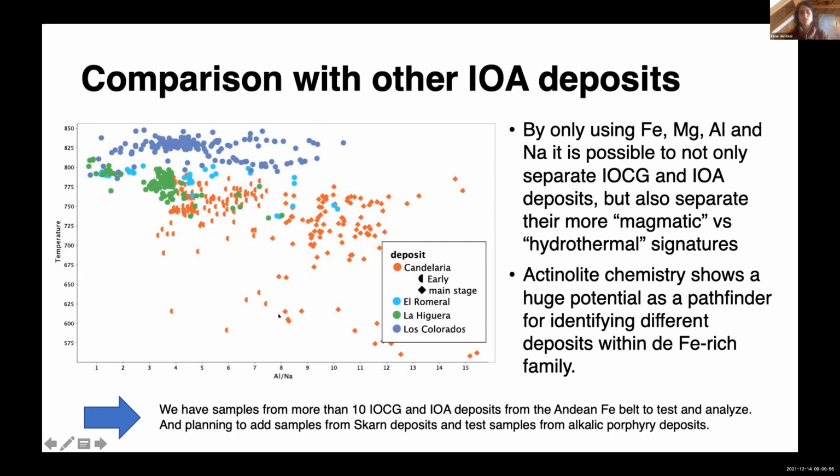And the idea is also to add samples from skarn deposits, and finally also test with samples from alkalic porphyry deposits that we know are rich in actinolite. So basically this has been a whole talk about how good actinolite is and how it can help us understand these deposits. So thank you very much.